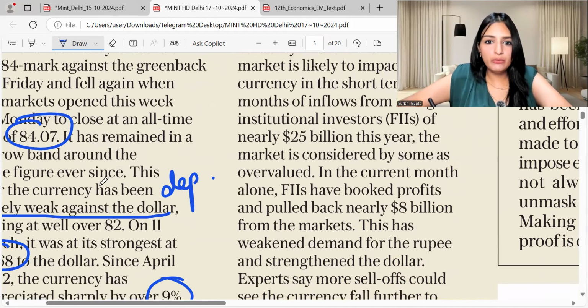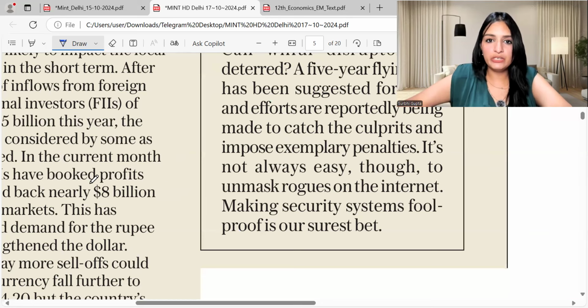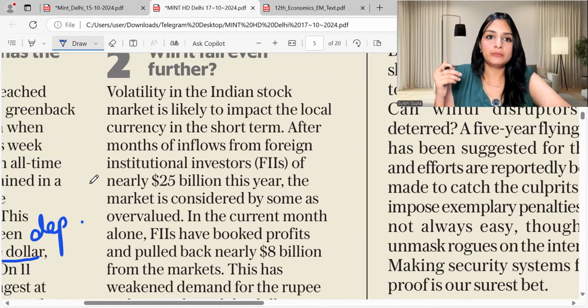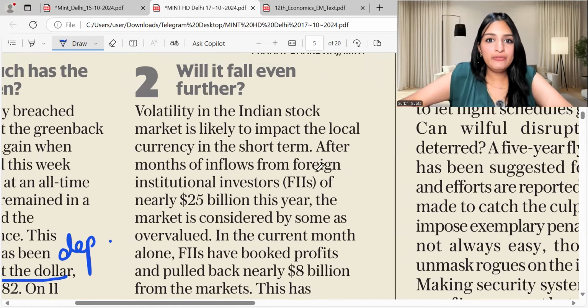Okay, they are just telling you about the facts that the depreciation has happened, but you know the basics now, well in advance. Okay, fine. Will it fall even further?